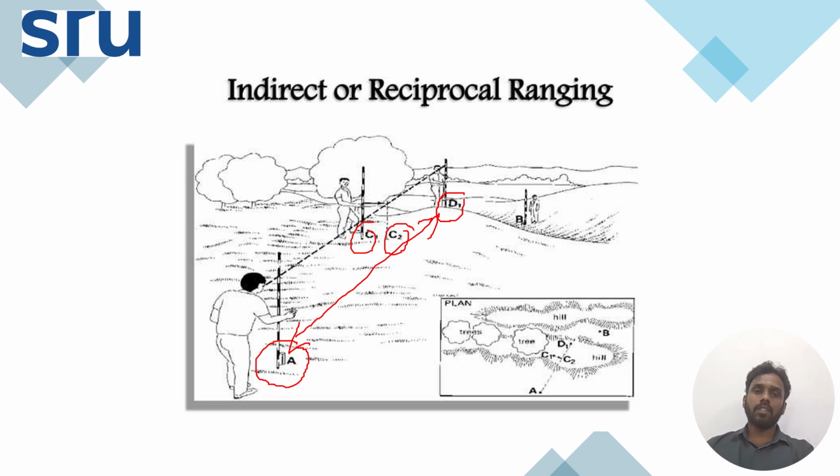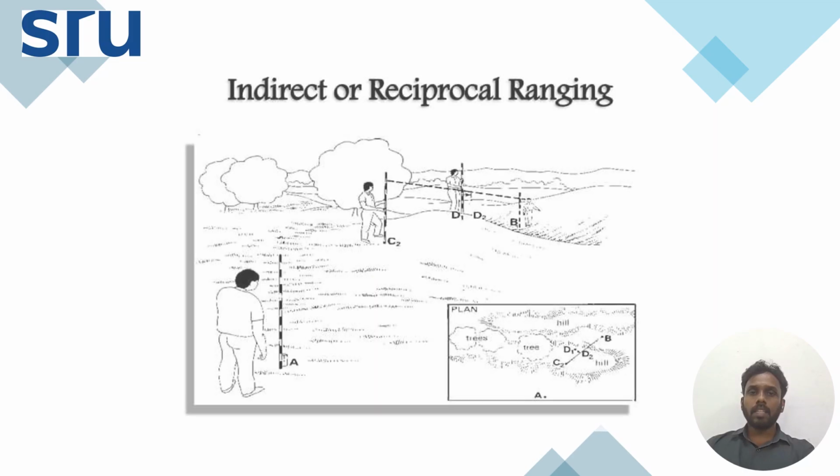So what he is doing from A, he is looking towards B and asking the person at C1 to move from C1 to C2, which is in a straight line with A and D1, right? So then a person from C2 will be focusing on B.